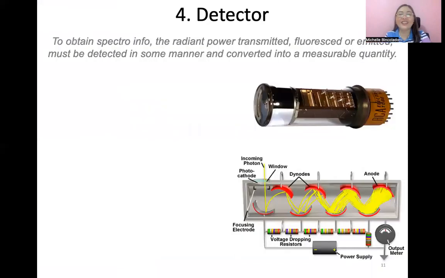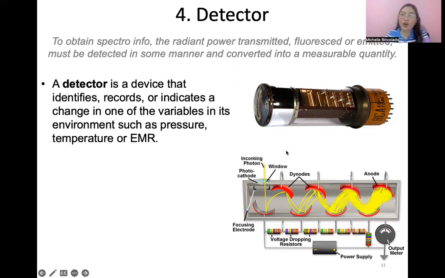All right. Next, guys, the next part, number 4, is our detector. To obtain spectroscopic information, the radiant power transmitted, fluoresced, or emitted must be detected in some manner and converted into a measurable quantity. So, of course, guys, after light passes through your sample, some of the light will be transmitted, di ba? Fluoresced or emitted. So, ano yung portion ng instrument for this purpose?